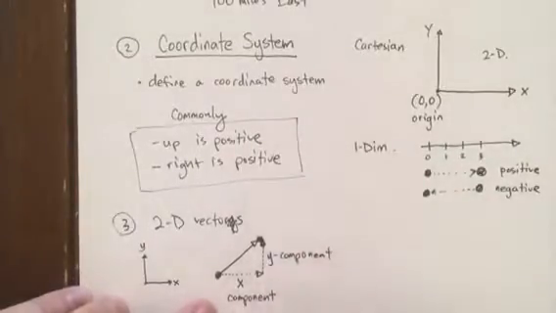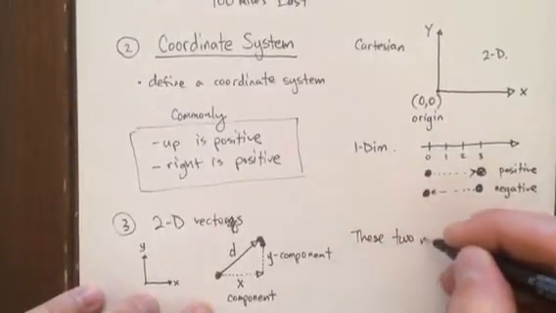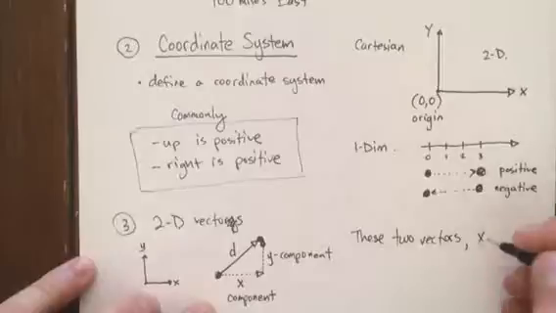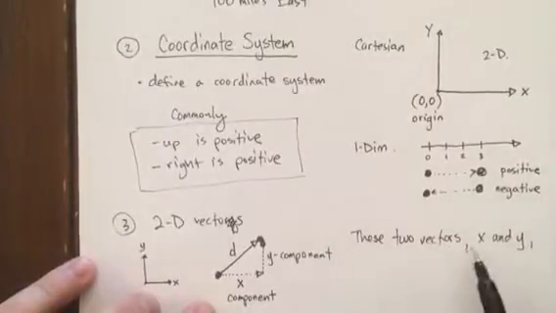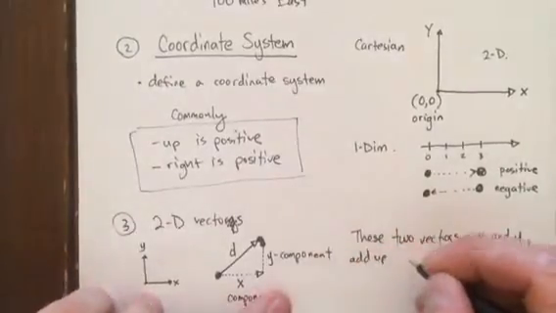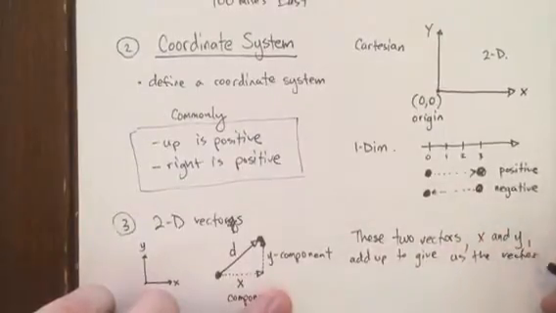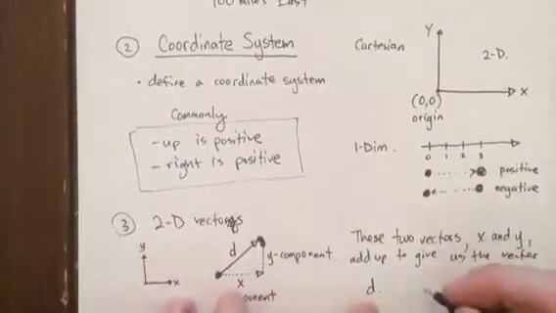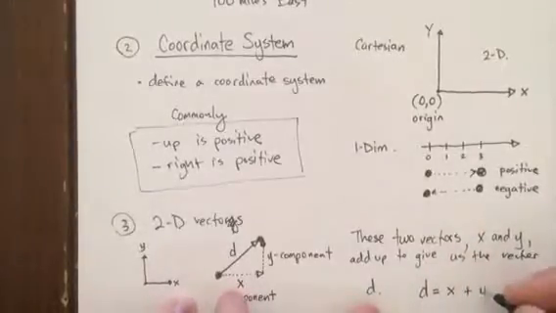And these can be split up. Those two add together to give you the motion d. I'm using d for distance in this case. So these two vectors, x and y, because they're vectors, have a length and a direction associated with them. Those two add up to give us the vector d. And so d, we can say, is equal to x plus y.